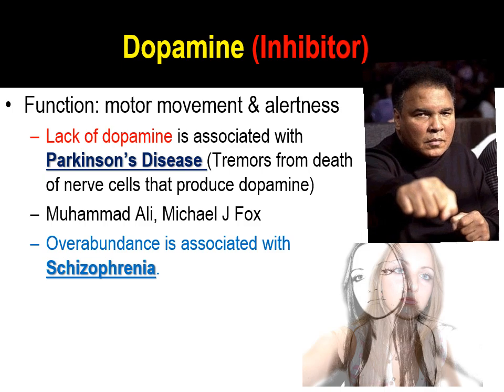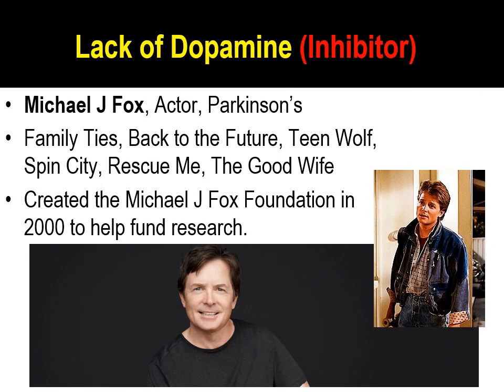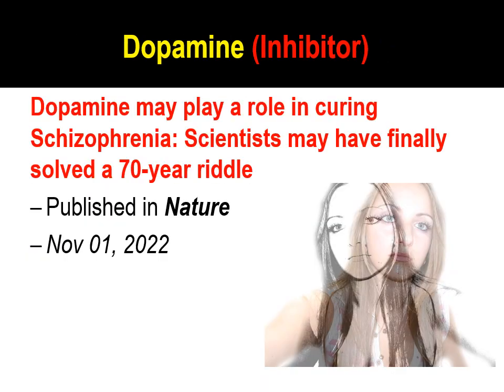And there's Muhammad Ali. So here's Michael J. Fox. You might know him as an actor. He was in Family Ties, Back to the Future, Teen Wolf, Spin City. He still does movies. He was in The Good Wife recently, and he's created a research fund to try to help figure out the dopamine link to Parkinson's. And here's an article that was published in Nature just a little while ago that is finally linking dopamine to a critical role to curing schizophrenia.